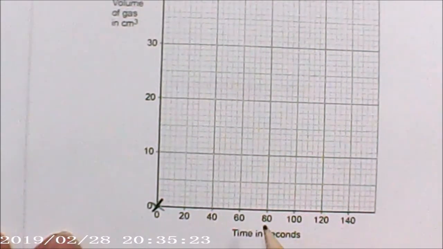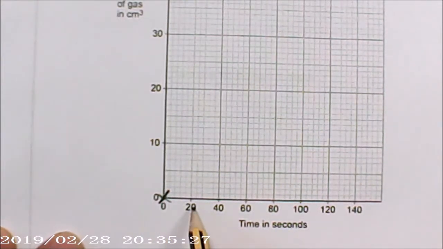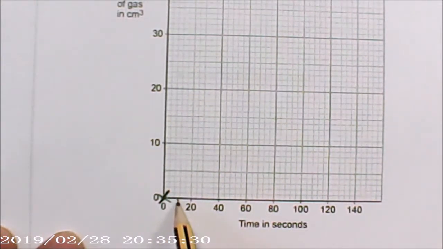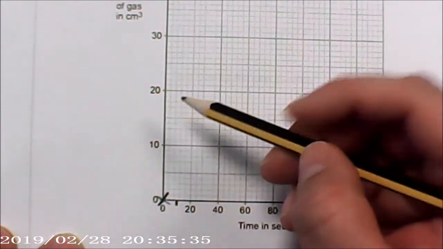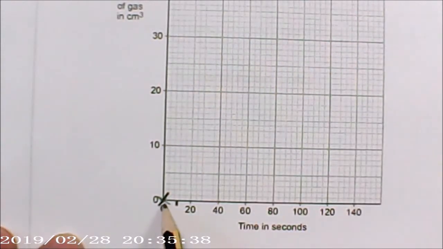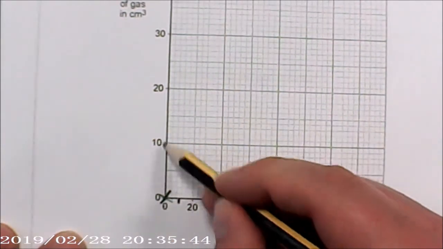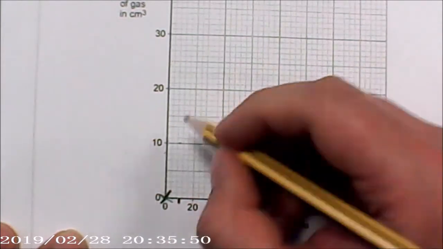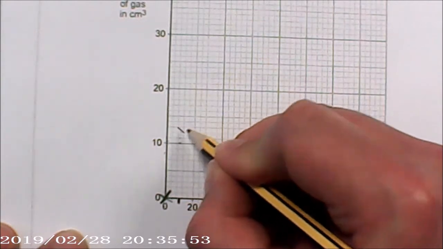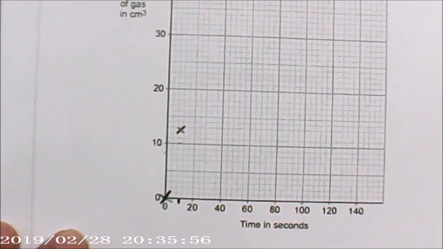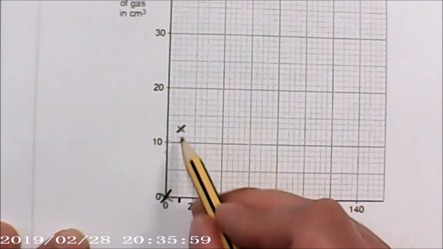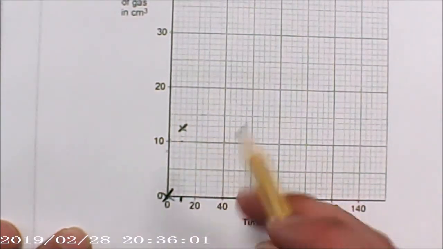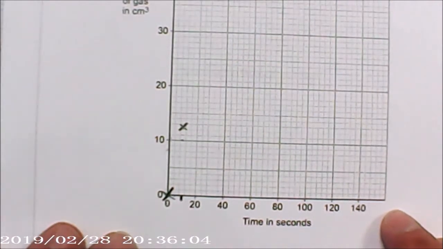The next one is at 10 seconds. So here is 0, here is 20. So 10 is going to be halfway, and that goes up to 12.5. Remember, look at your scales. So that one, each little square is worth 4, and on this one, each little square is worth 1. So this would be 10, 11, 12.5. Now don't worry if you've got little dots where you're trying to plot it out. That's absolutely fine. They're going to be looking at your crosses and then the line.